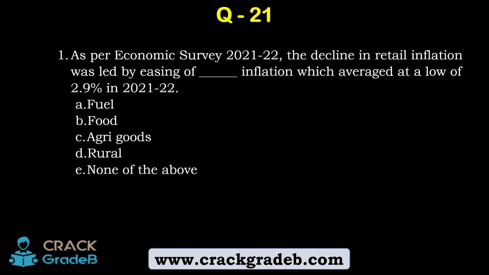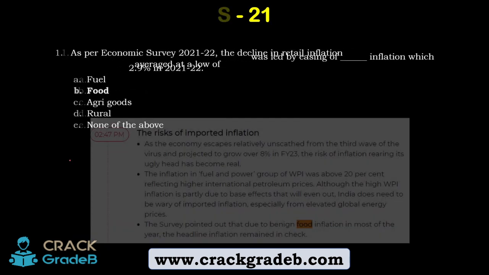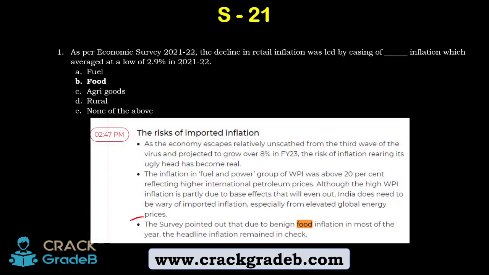As per Economic Survey 21-22, the decline in retail inflation was led by easing of dash inflation, which averaged at a low of 20.9% in 21-22. Options: fuel, food, aggregates, rural, or none of the above. Let's see the answer. The answer is food. The survey pointed out that due to easing food inflation in most of the year, the headline inflation remained in check, right? Yes, this you will find in the survey as well, but in the survey it is not written directly. There is an indirect reference to it.